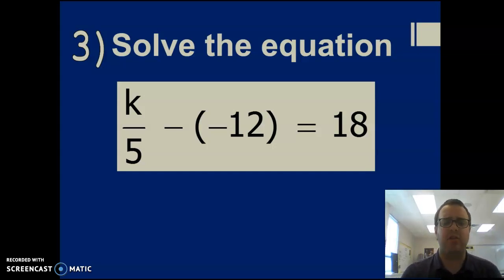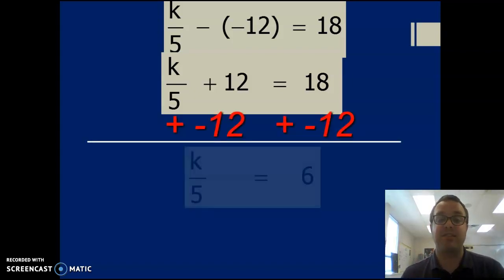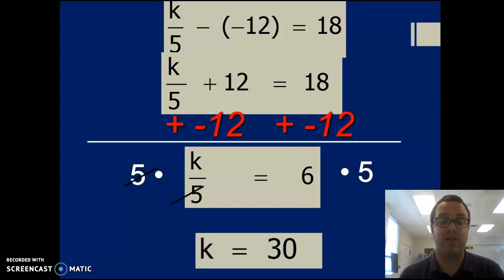Now, this one kind of has a little bit of an extra step to it because I'm going to change that minus -12 and make it a plus 12, right? If I subtract a negative, it's the same thing as adding. And now that I have it written like this, I'll go ahead and do my two steps. The first step, subtract 12 from both sides. So that's going to give me K over 5 equals 6. Again, get rid of the addition or subtraction first. Then I'll get rid of the multiplication or division. In this case, that's multiplying by 5, and I end up with K equals 30 as my final answer. And again, I can do my check step. I'm going to be doing 30 divided by 5.